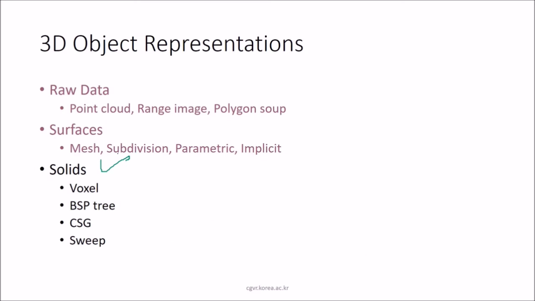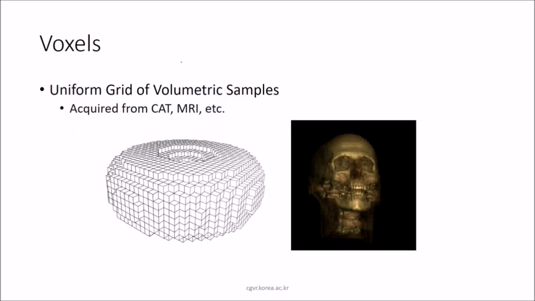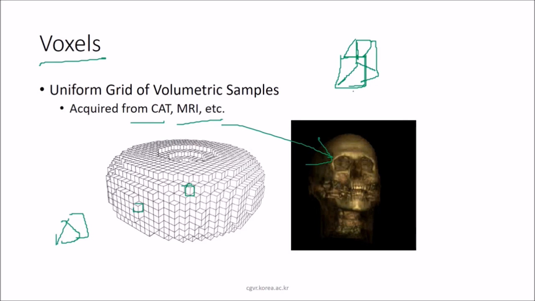Now we come to the solids in 3D object representation, and we have voxels. These are a uniform grid of volumetric samples. Previously we saw triangles. Now these are not triangles, these are boxes. These are a uniform grid of volumetric samples. So apart from having the area and measurement, this also has a volume now. These are, say, acquired from CAT, MRI, etc. For example, this is a uniform grid of volumetric samples.